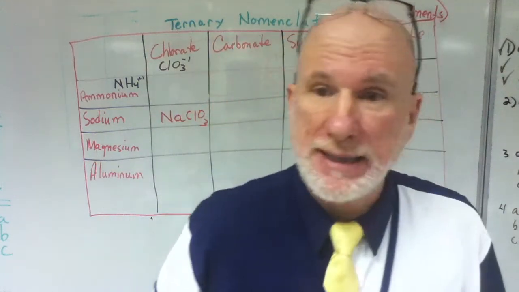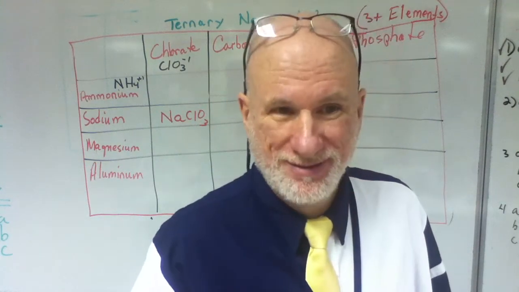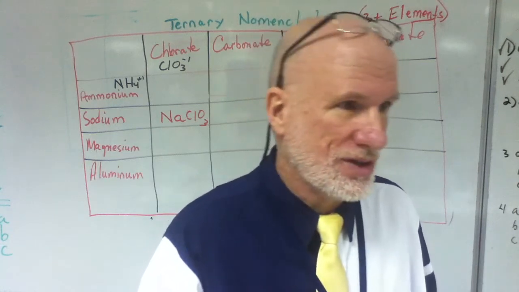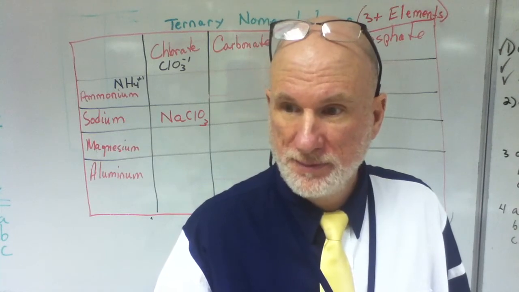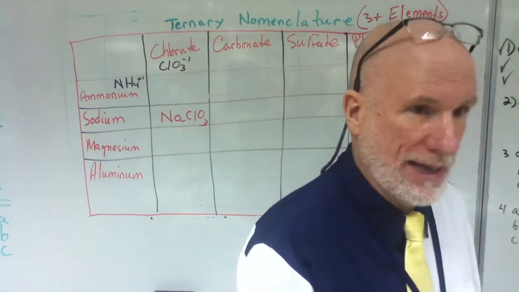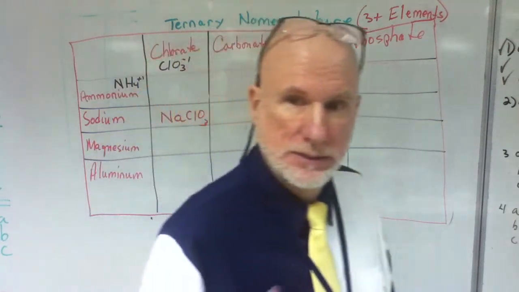Many polyatomic ions are 2 nonmetals. Phosphorus, sulfur, nitrogen, and oxygen. So it's usually a nonmetal and oxygen, usually a polyatomic ion. Not always, but often.